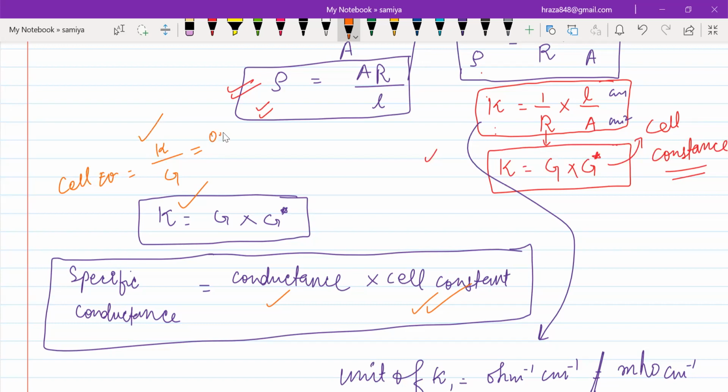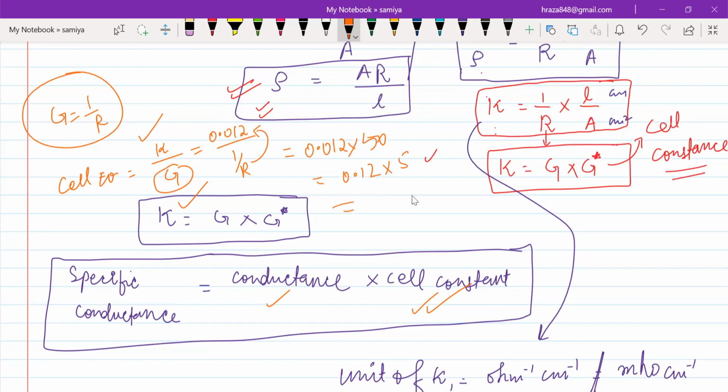What is the value of kappa? 0.012 upon, what is the value of G? G is the inverse of R, resistance, yes or no? Yes. So we multiply 0.012 into R, which is 55. Sorry, it is 55. So approximately 0.66 per centimeter. Got it or not? I got it, sir. Okay, please write it and let me know.